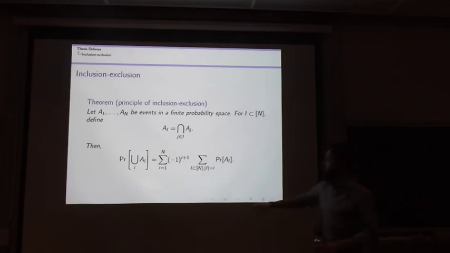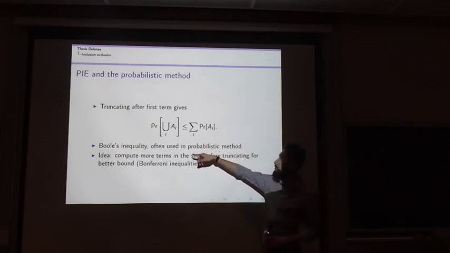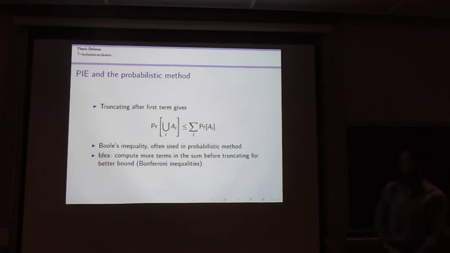A lot of times, when you do the probabilistic method, you end up using this, but you only compute the first term in the sum. So what I mean is, if you truncate inclusion-exclusion, then you get this upper bound, that the probability of the union is at most the sum of the probabilities. And just that bound can give you a lot of nice results. The lower bound for Ramsey numbers uses that, basically.